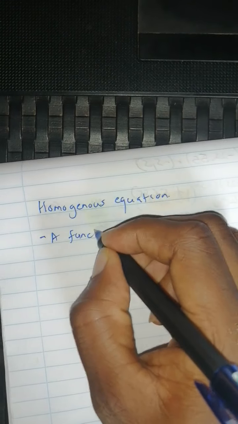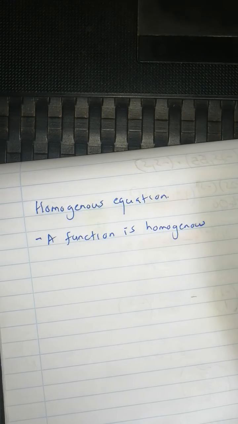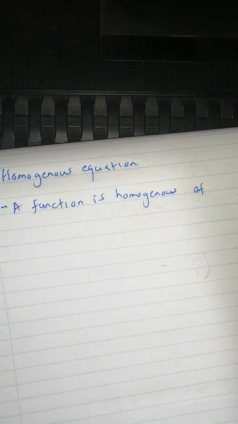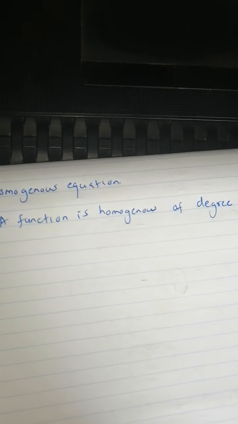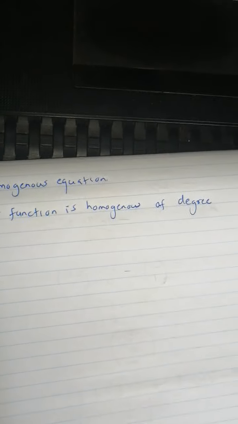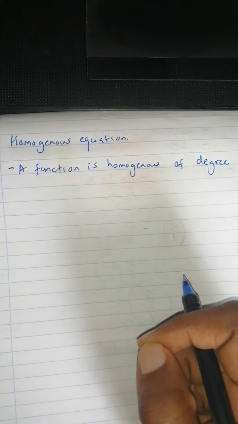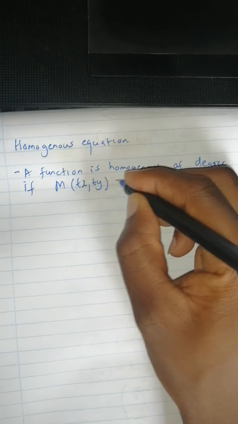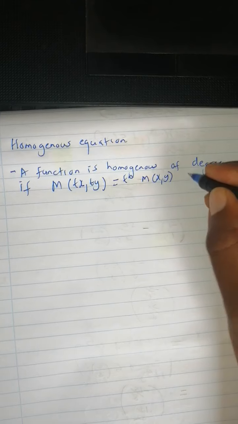A function is homogeneous of degree n if M of tx, ty equals t to the power n times M of x, y, for all t.